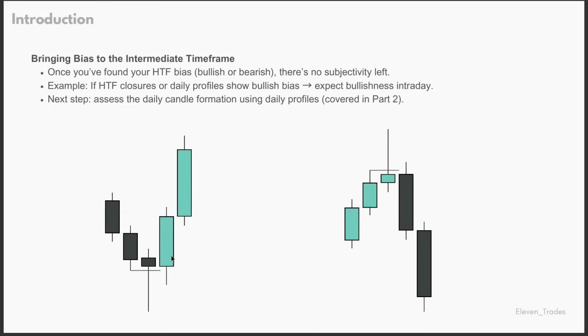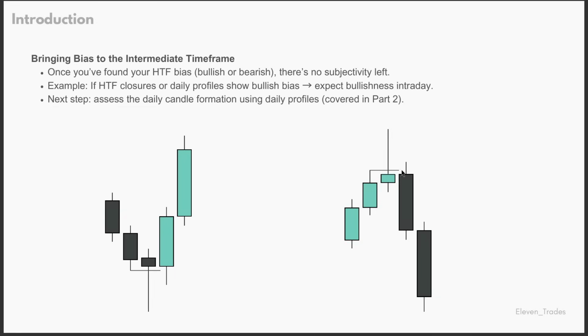Now starting with the introduction, bringing bias to the intermediate time frames. In the introduction, this is the important part. Once you have established your high time frame bias, you will bring only one type of bias to a lower time frame. There will be no subjectivity. For example, you have a high time frame closure or daily profile supporting your idea of bullishness, so you will go into the lower time frame only expecting a bullish bias, or you will go into the lower time frame expecting a bearish bias.